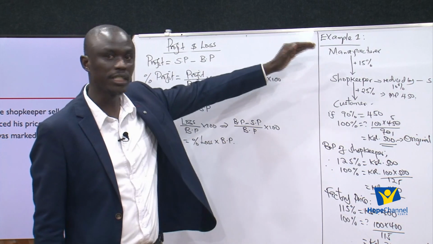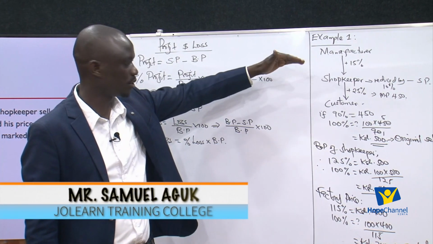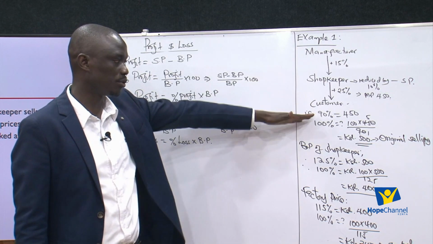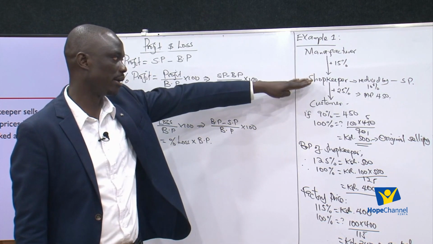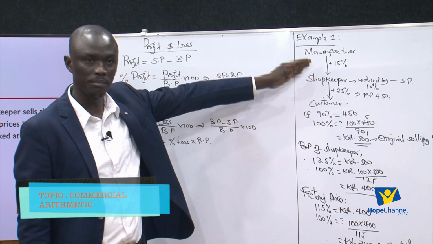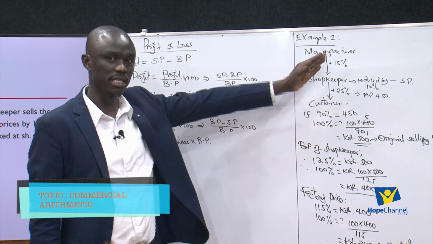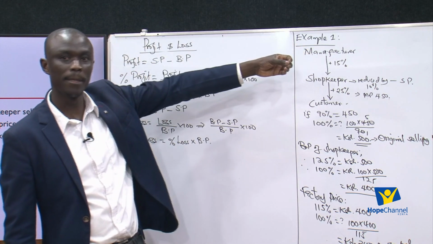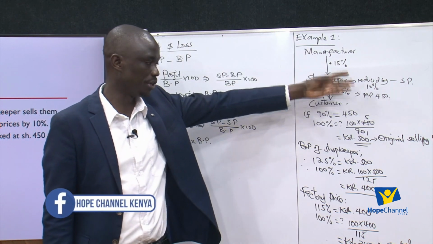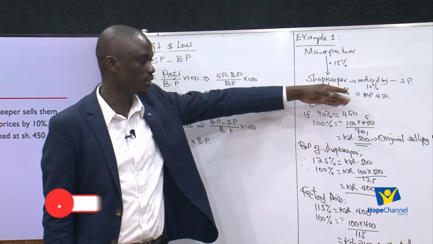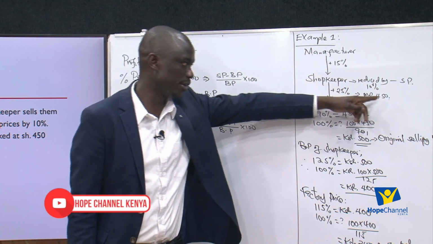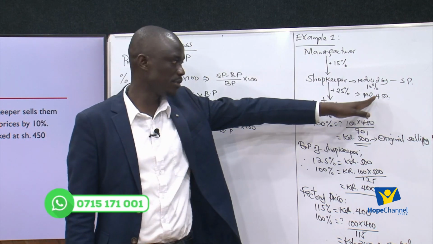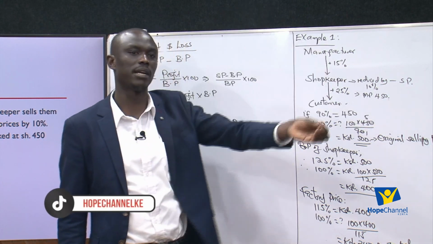So remember the chronology of these particular events. We have the manufacturer adding the profit to sell to the shopkeeper. The shopkeeper is adding the profit to sell this item to the customer. And the shopkeeper, in this case, before realizing his profit, decided to reduce the price because maybe this good was not moving. So the price that you are given, the marked price, is the price after reduction. So the marked price, the 450, is the price after reduction.